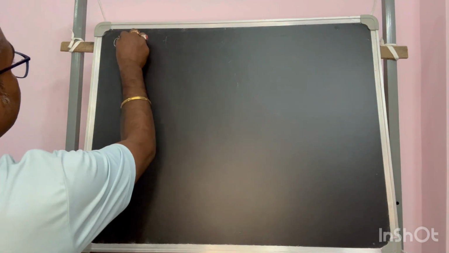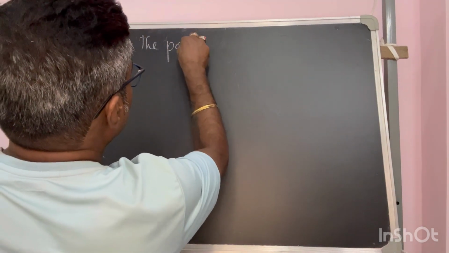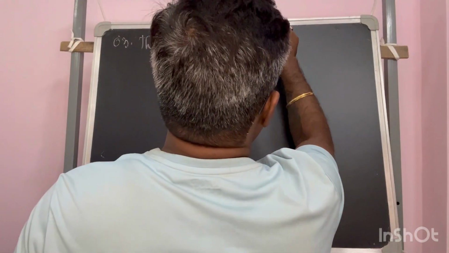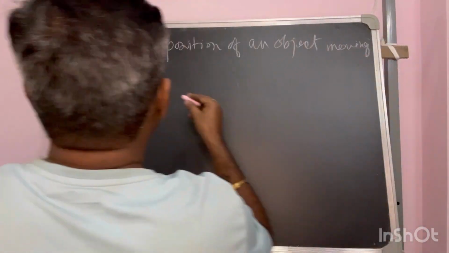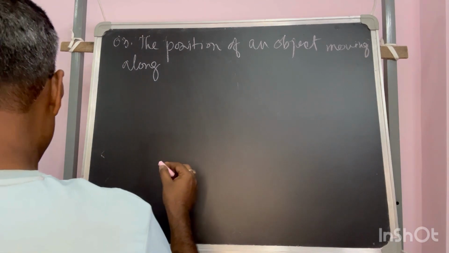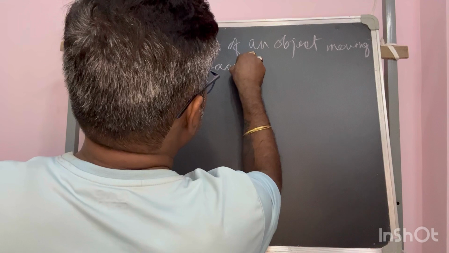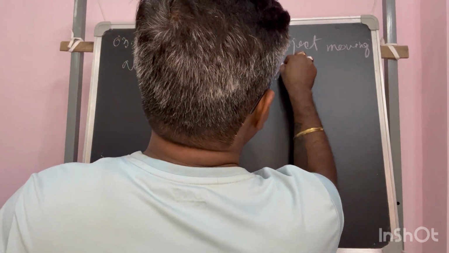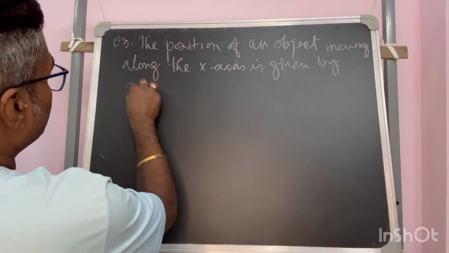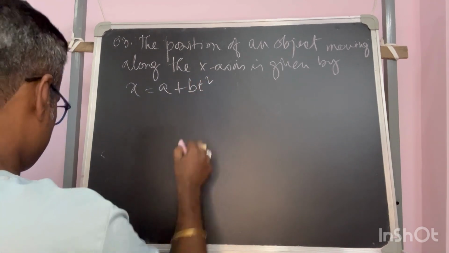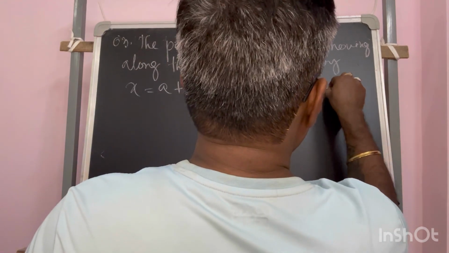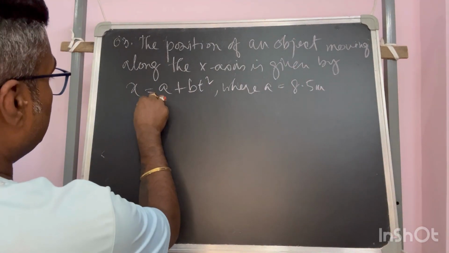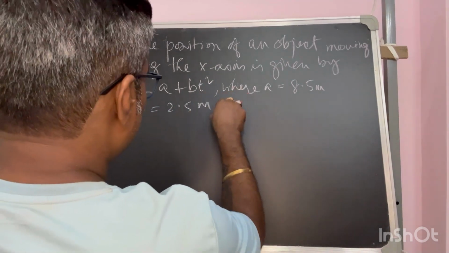Number 3. The position of an object moving along the x-axis is given by x equal to a plus bt square, where a is equal to 8.5 meter, b is equal to 2.5 meter per second square.